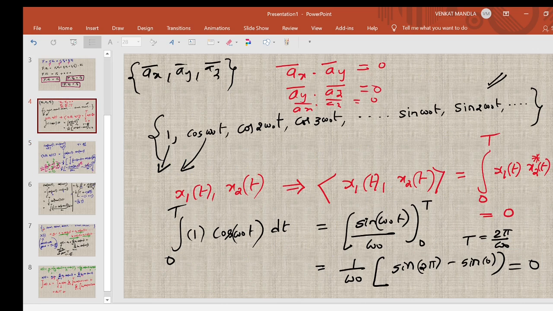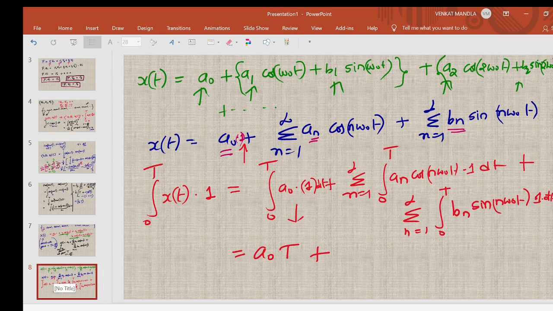Here the integral from 0 to T of cos omega naught t will be 0, right? If you substitute cos 2 omega naught t, the integral of cos 2 omega naught t will also be 0, since the integral of sin 2 omega naught t will be 0. Anyway, you will get 0 only, because those are orthogonal signals. So here 1 and cos n omega naught t are orthogonal signals, and sin n omega naught t and 1 are orthogonal signals. So if you integrate them, you will get 0. This term is 0, this term is 0. It will be the integral from 0 to T of x of t dt.